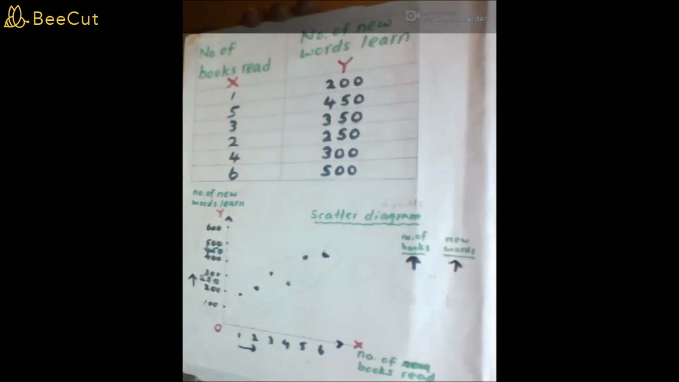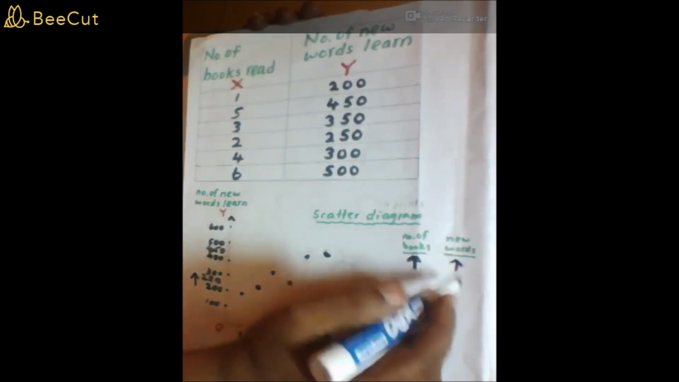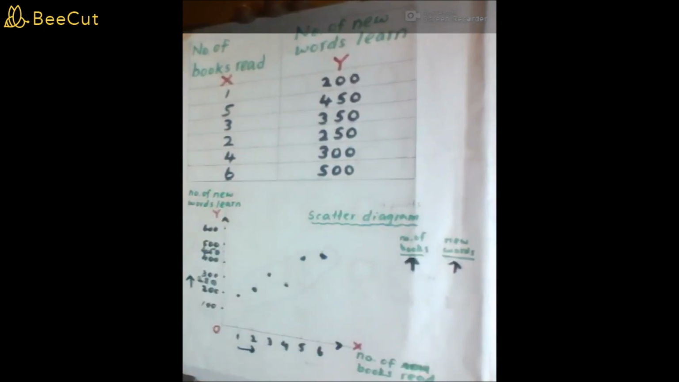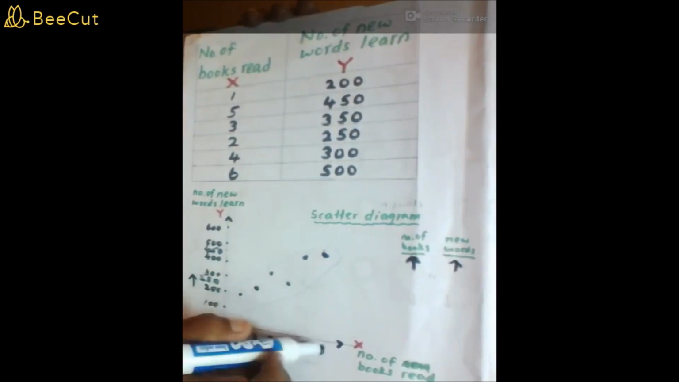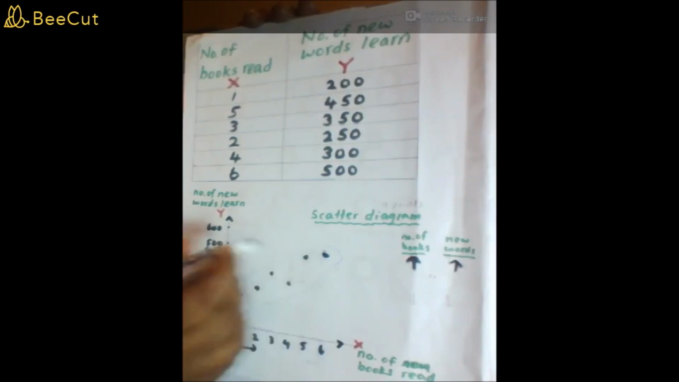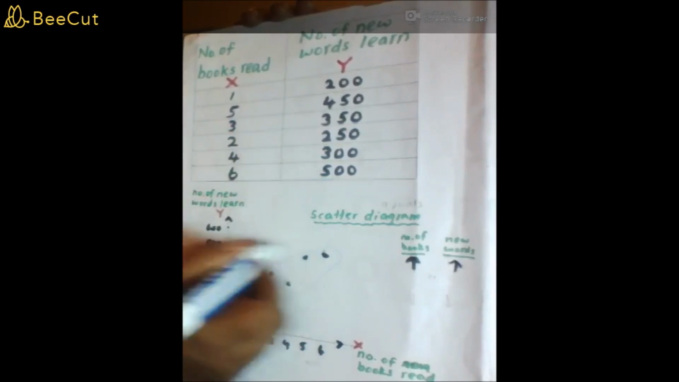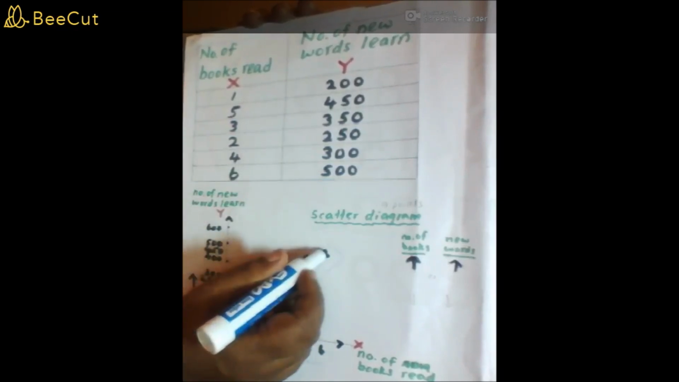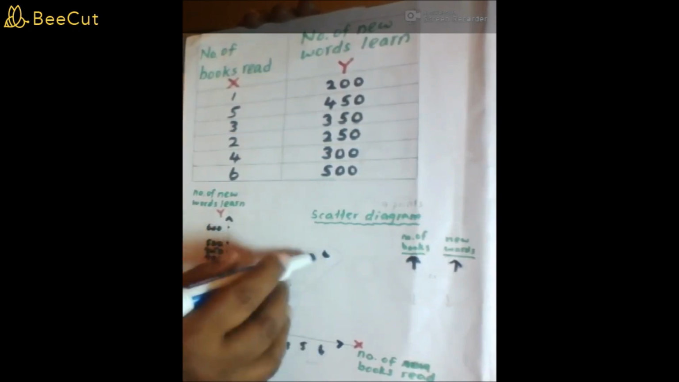Okay. Oh, there's another condition. Positive means not only when one variable increases, the other also increases. No, not only that, right? If we decrease something, now 6 books, when you read 6 books, what's the number of words you improve? 500, right? 6 books, 500.